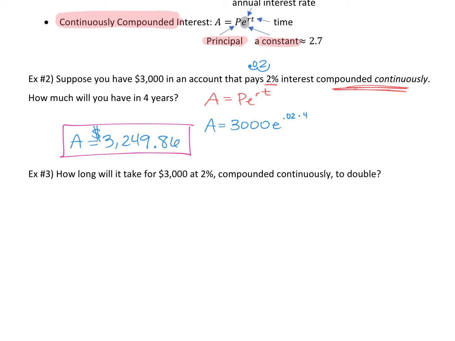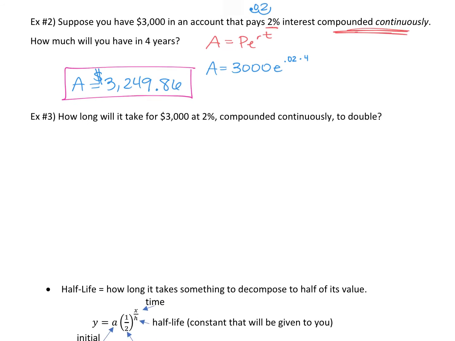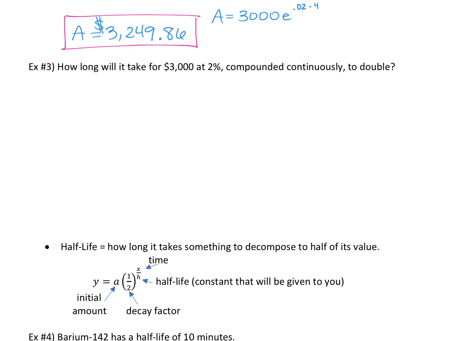So if you've been off in La La Land, you're going to want to come hang out with me for a little while. Here's what it says. How long will it take for $3,000 at 2% compounded continuously? What do you think when you hear compounded continuously? Pert. Okay. To double. How long will it take for $3,000 at 2% to double?